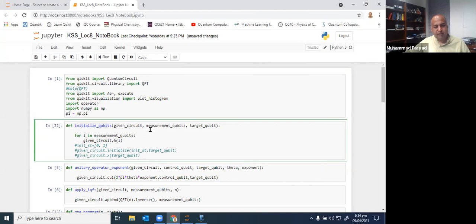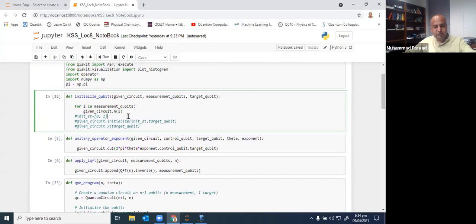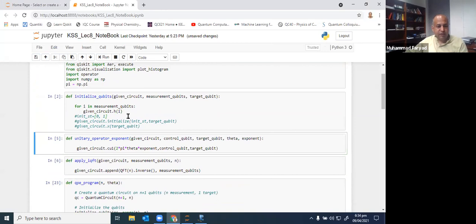So this initialize qubit function takes whatever circuit I give it, and the measurement qubits. The other ones are the target qubits, where I'm not doing anything right now. For the measurement qubits, I just apply a Hadamard to each qubit, just the initial Hadamard that we have over here. Okay, so let me execute this function so that it is saved when I have to use it.